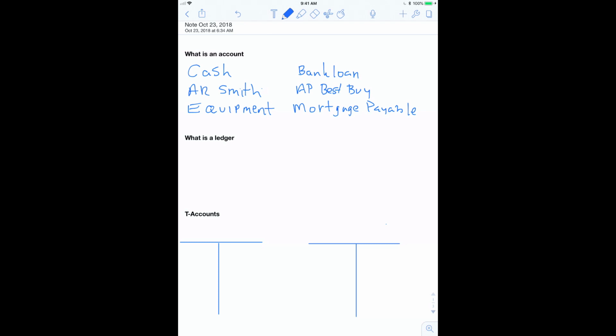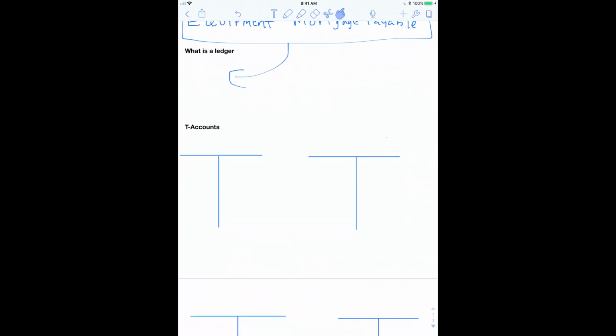As a result, all these accounts together are called a ledger. Basically, a ledger is just a fancy name for a group or file of accounts. So when we ask what a ledger is, it's pretty much a group of accounts or files, called ledger accounts. In regards to our T accounts, we discussed this briefly in class.